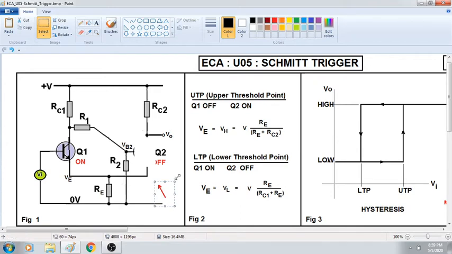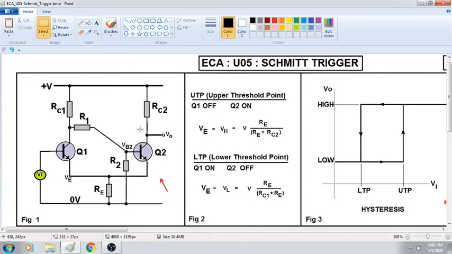Now these two things you try to remember. Later on we can add some complications, like we can include the collector to emitter saturation voltage. All these things we can add later, but for the time being just remember how easy it is to compute the upper threshold point and lower threshold point by making some approximations.